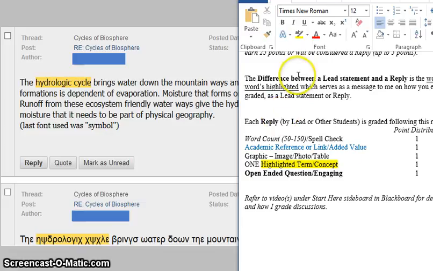So once again here I'm showing you the reply rubric. So this meets the word count, it has one term highlighted but did not meet the requirement for having an image, photo, or table, or an academic reference with the text changed to blue, and there's no open-ended question. So actually this is -3 points out of 5 and only earned 2 points.